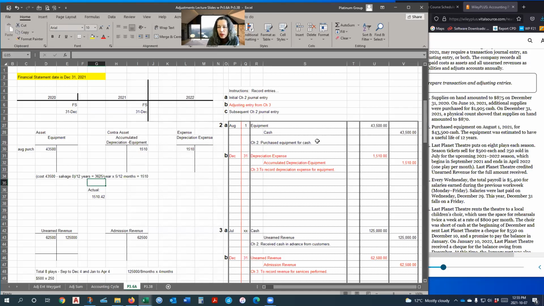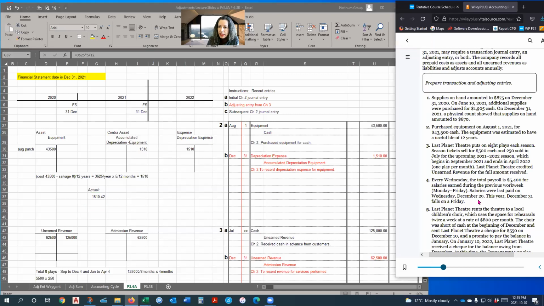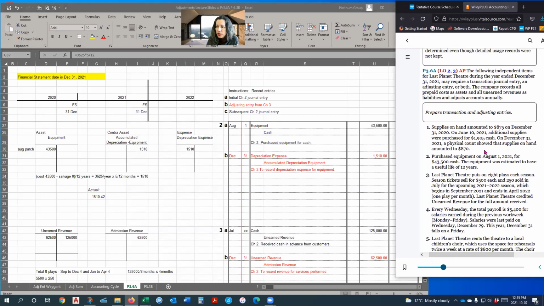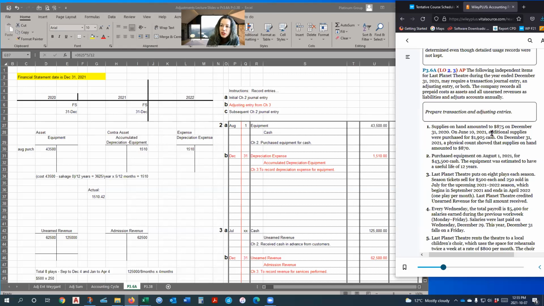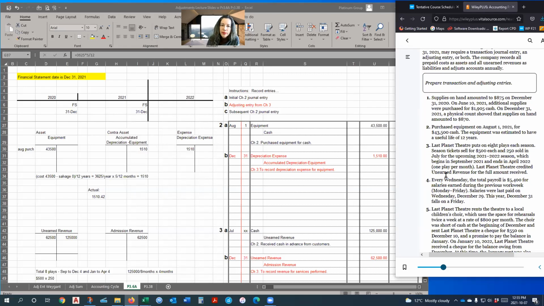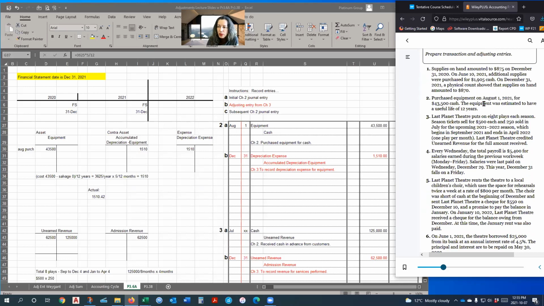Okay, so we get $1,510. Now the actual number is $1,510.42. Sometimes in textbooks, they say you can round for depreciation because it's an estimate. Generally speaking, I don't really like to round for anything. Just read your required. Okay, read your required.